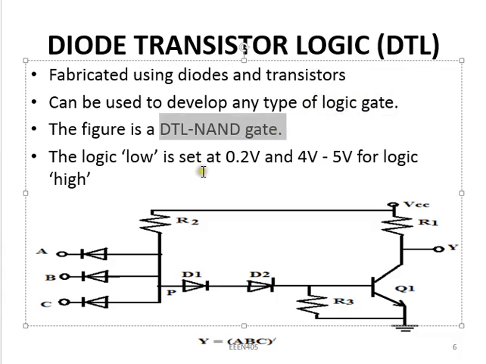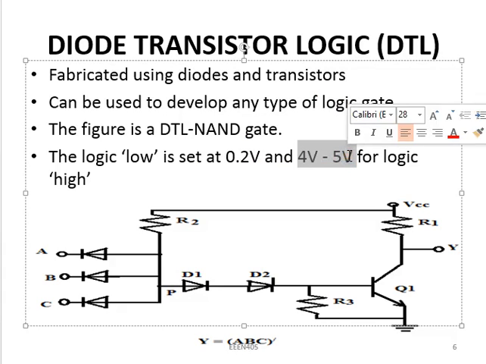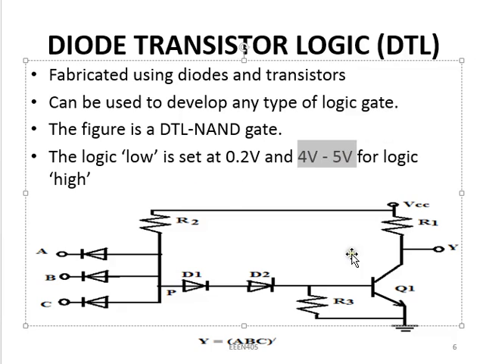Now in this case also, a voltage of 0.2 is taken as low, and anything from 4 to 5 volts is taken as logic high. Now my VCC is supposed to be between 4 and 5, and it will come here, and at the same time it will come here, the same value, because they are in parallel. Now if any one of these inputs, either A or B or C, is low, it means whatever comes from here can pass through that diode and go out.